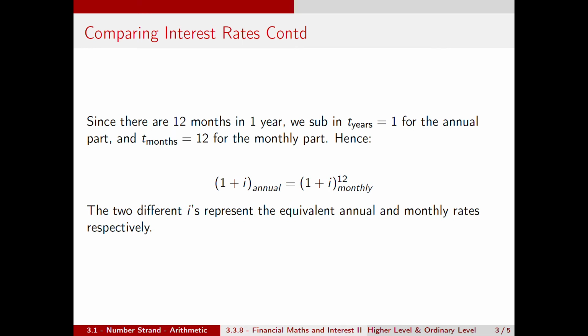Since there are 12 months in 1 year, we sub in t years equal to 1 for the annual part, and t months equal to 12 for the monthly part. What this gives us is that 1 plus i, when we're dealing with the annual case, is equal to (1 plus i) to the power of 12 when we're dealing with the monthly case. Now the i's in this case are different, so on the left it is the annual rate, and on the right hand side it is the monthly rate.